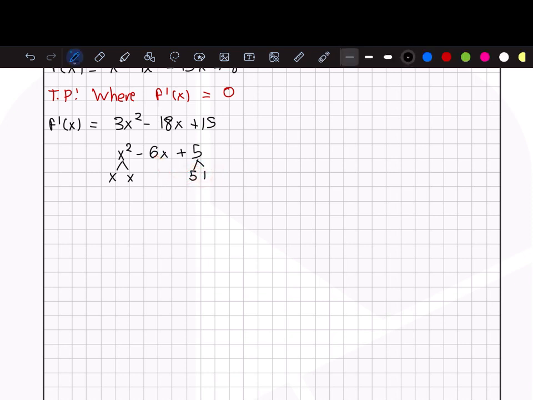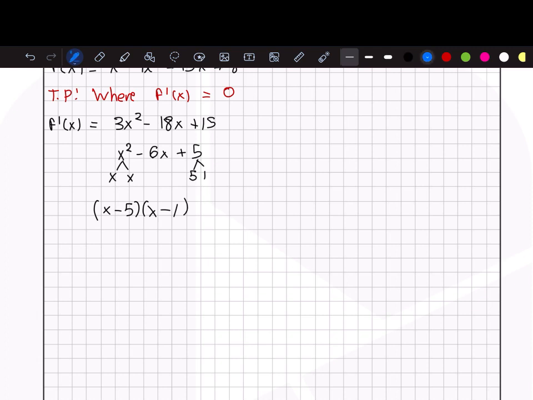So you can already see the only way to get a negative number is if one of these numbers is negative. But if I do minus 5 plus 1, I'll get 4, and if I do minus 1 plus 5, I'll get 4. So it has to be minus 5 minus 1. So I'll have x minus 5, x minus 1.